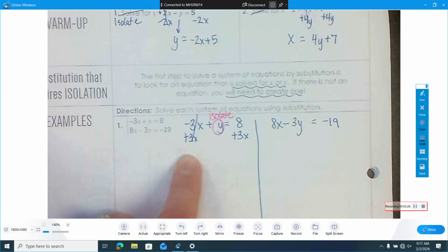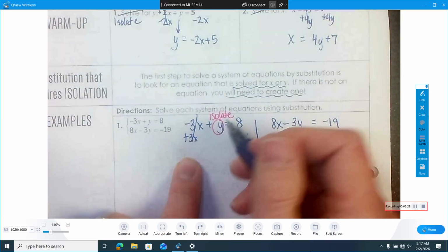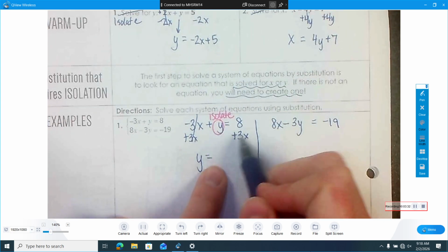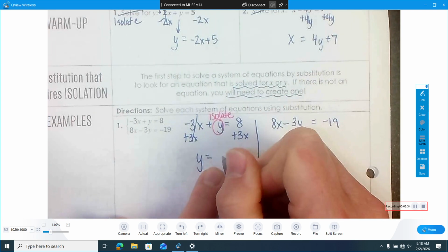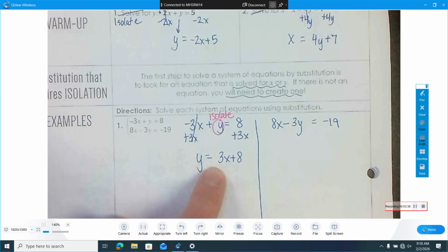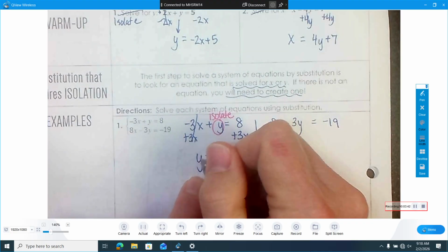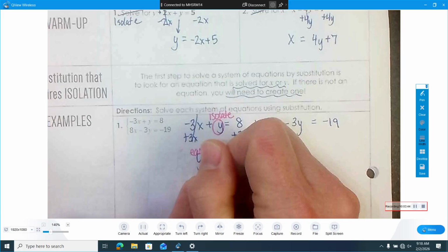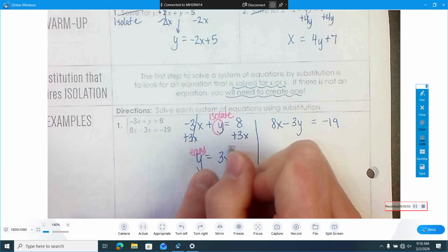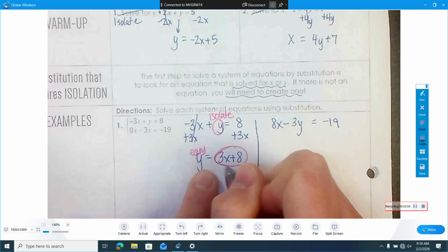So positive 3x and negative 2x make a 0. So that I get y equals, what do I have on the right-hand side now? 3x plus 8. If you put 8 plus 3x, that's totally fine. All right, now my y is totally easy. It's all by itself. And now we're just doing exactly what we've been doing for the last 2 days of class. Y is exactly the same as all of this stuff.